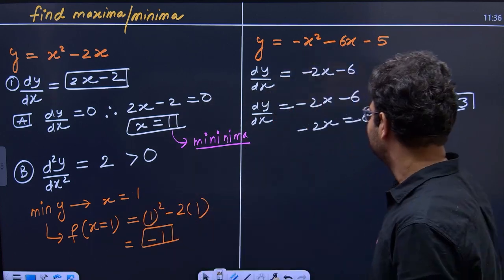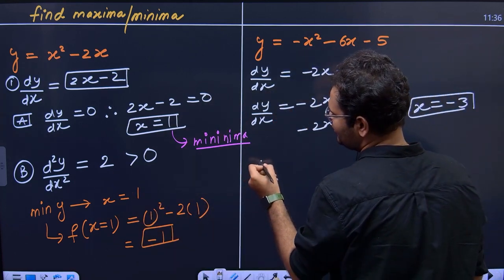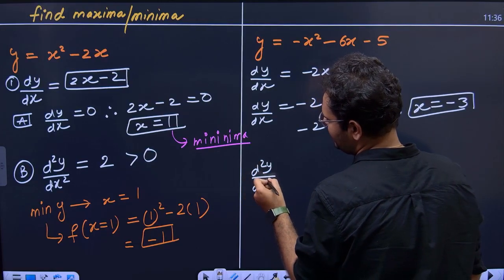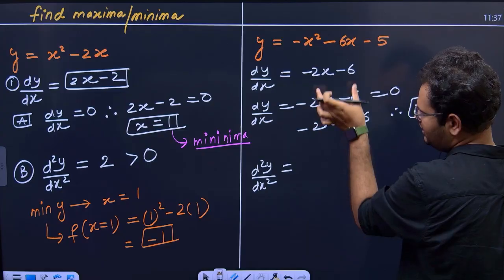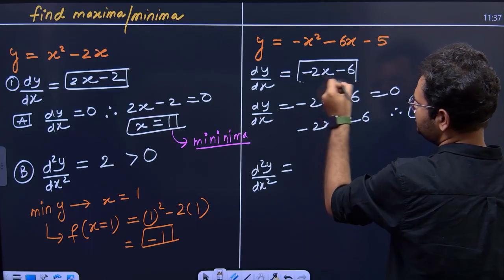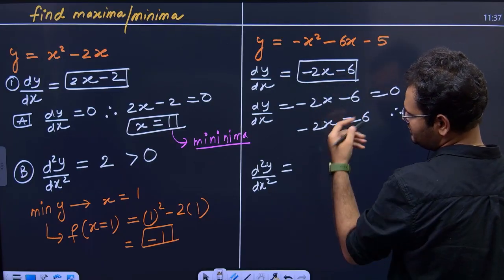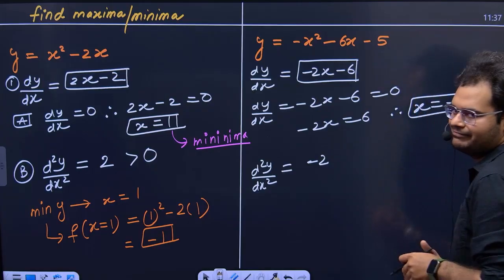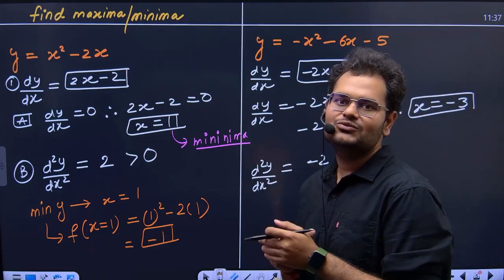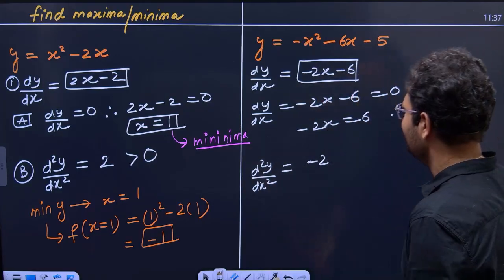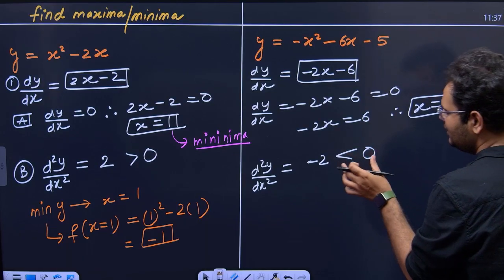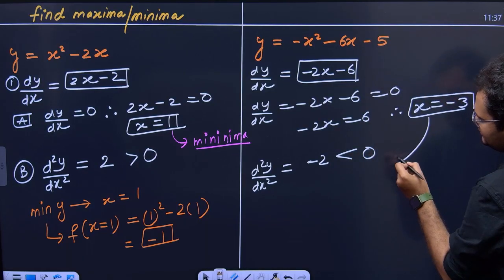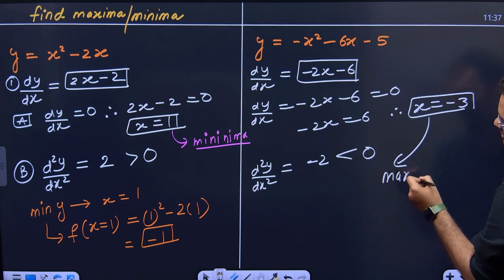What to do? Simply take the second order test. What is the second order test? d2y by dx2. Differentiate. Which function will you differentiate again? This function you will differentiate again. So what is the differentiation of minus 2x minus 6? It is minus 2. Without substituting, it is coming as minus 2. So anyway, minus 2 is less than 0. And if it is less than 0, that means this is maxima. 100%.